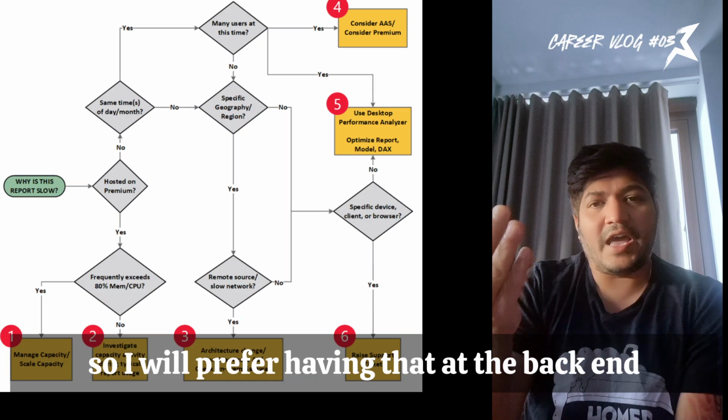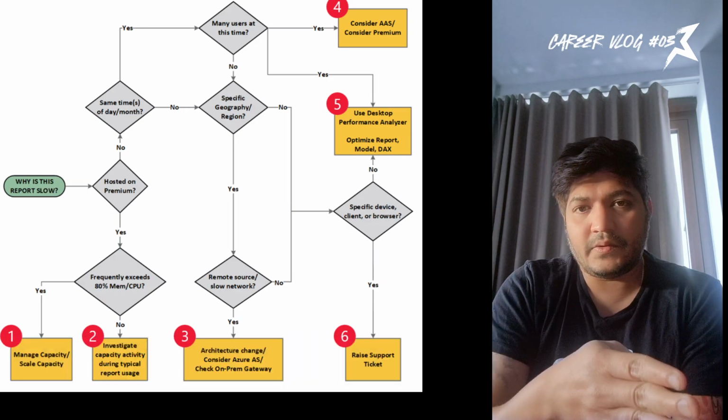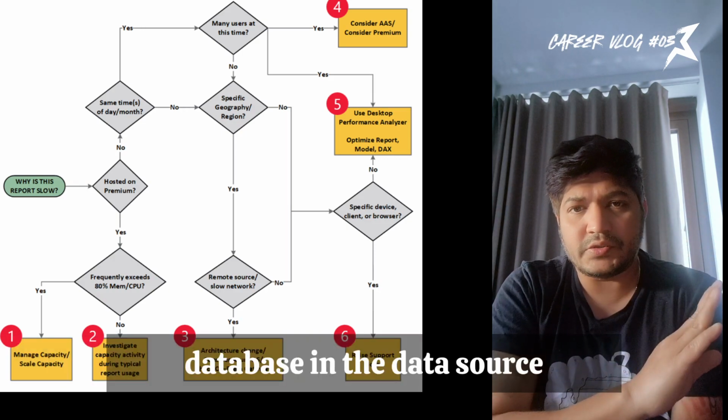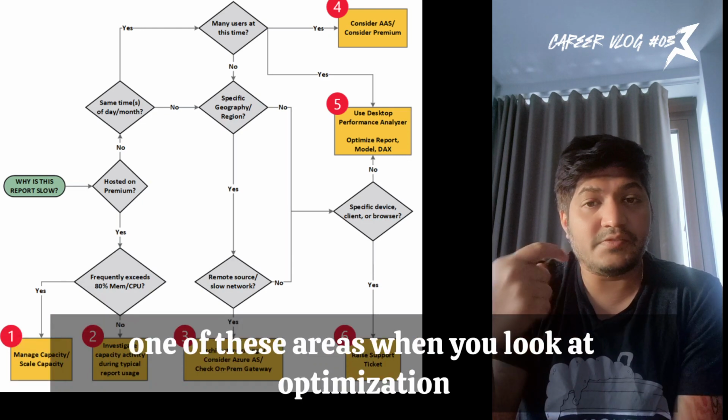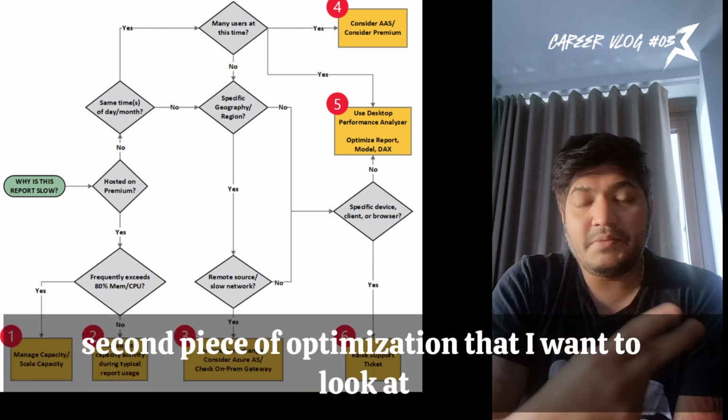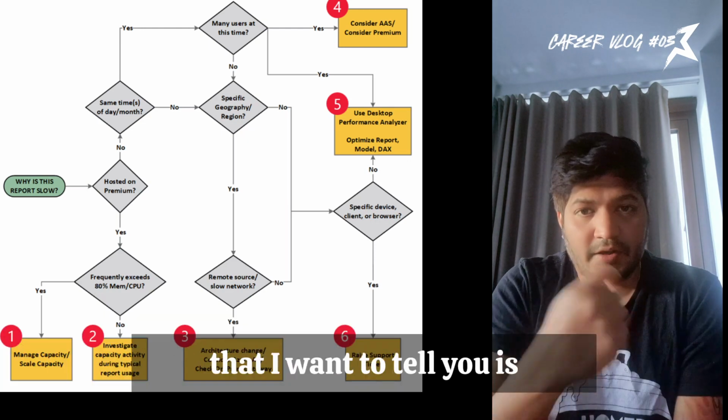So I would prefer having that at the backend or in the database, in the data source. So in that way, it comes as a single column. So you really need to think about one of these areas when you look at the optimization.